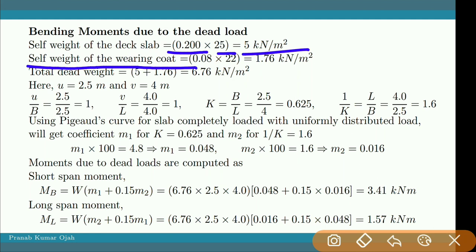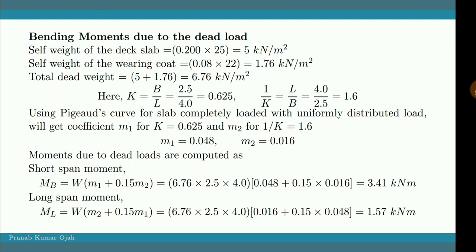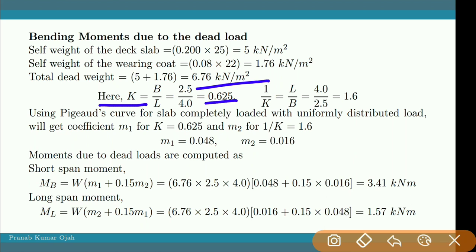Then self weight of wearing coat. The unit weight of the wearing coat is 22, and it will multiply with the thickness. Therefore, total dead weight is 6.76 kN per meter square. So here, K equal 0.625 and 1 by K equal 1.6. So why we have calculated another term 1 by K, you will understand later.